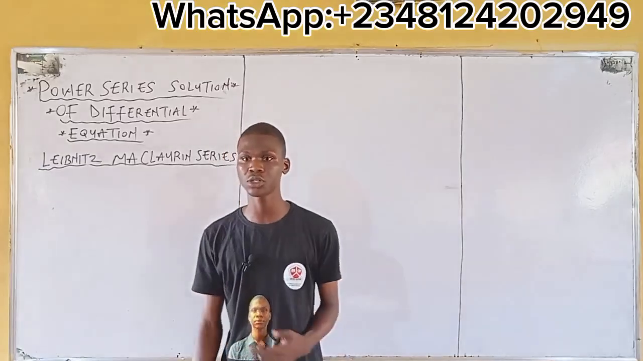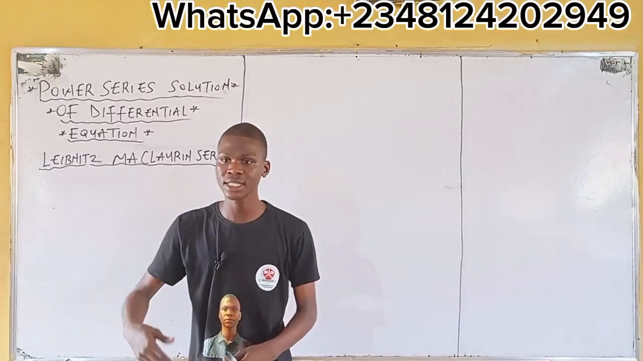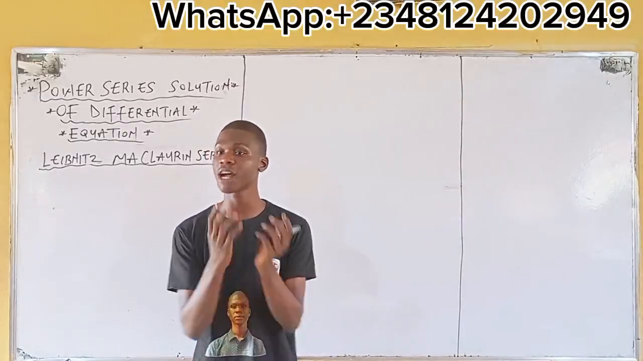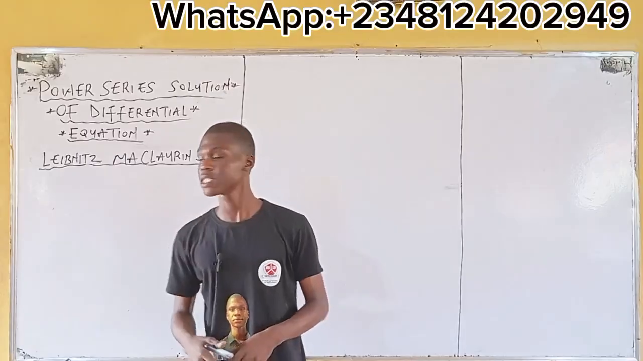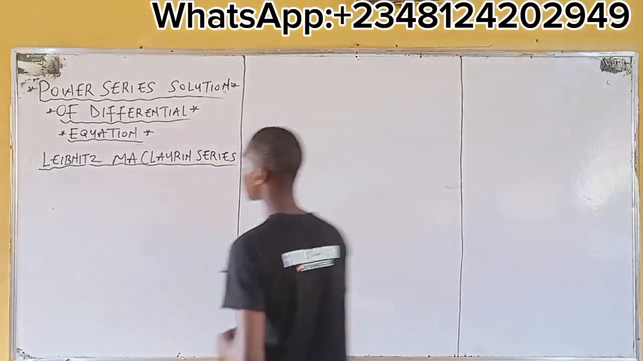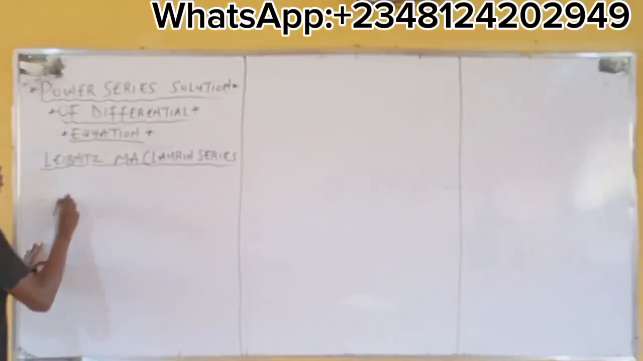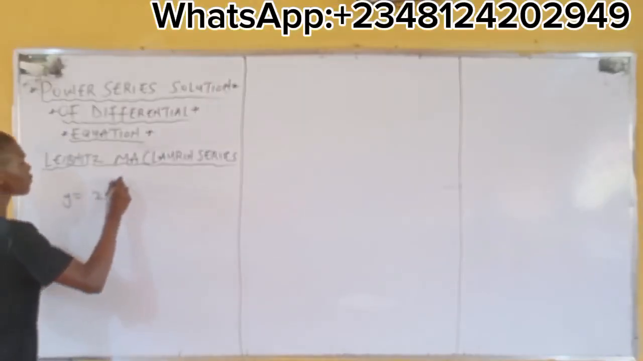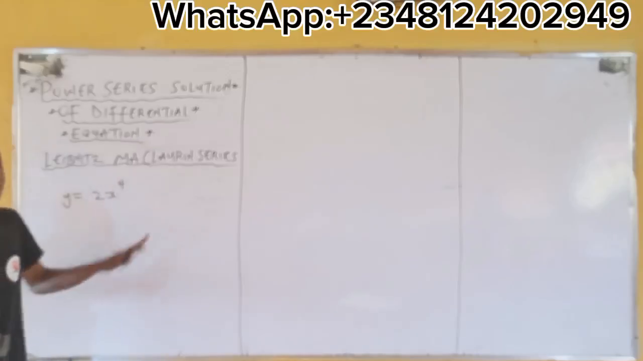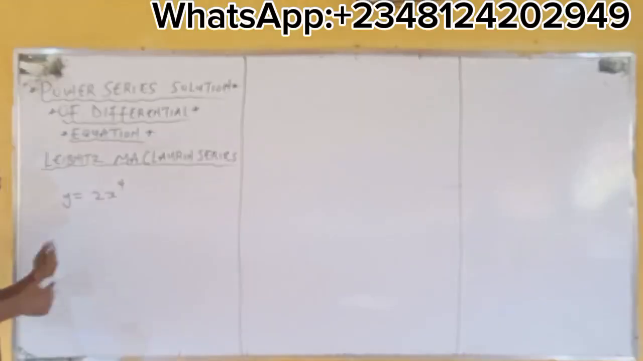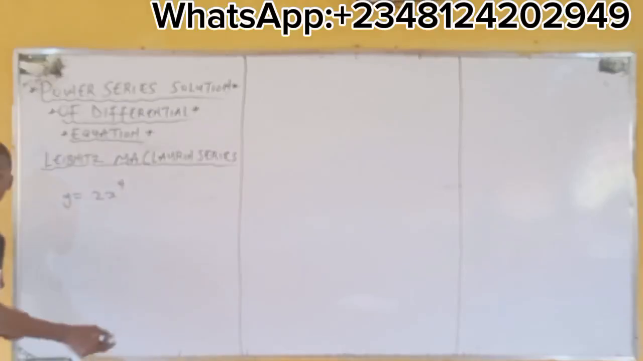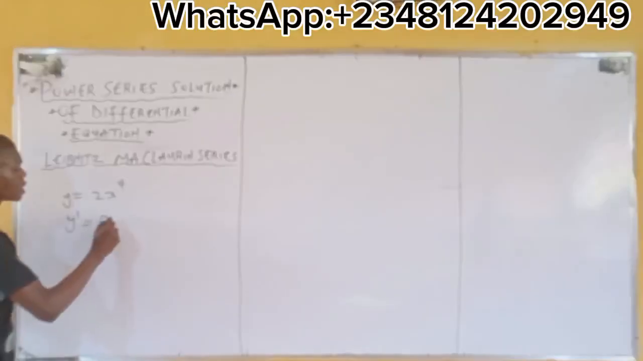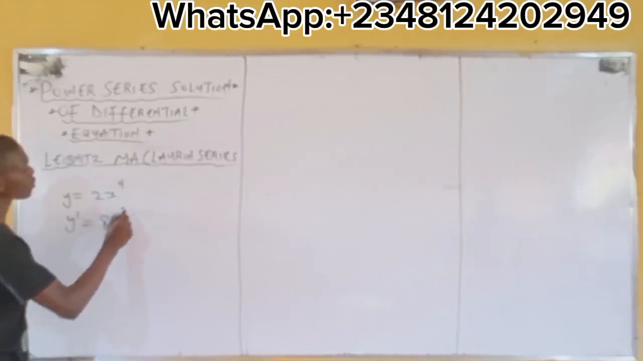Let's take it back to differential calculus. When we did differentiation, we said we can find the derivative of a particular function. Say you are given y is equals to 2x raised to the power of 4. This is the given function. I can find the derivative of this function repeatedly, meaning the first derivative y prime is equals to 8x raised to the power of 3.